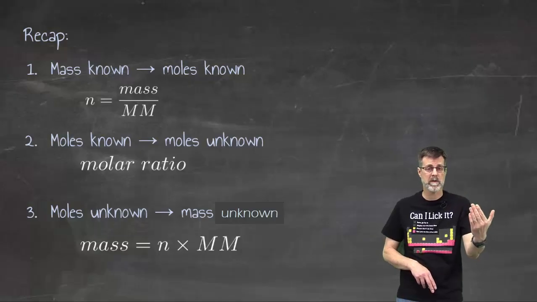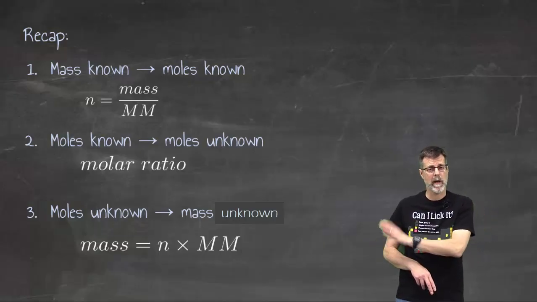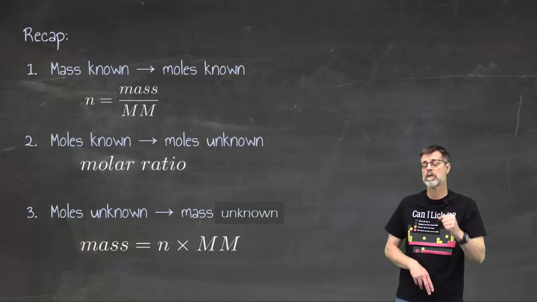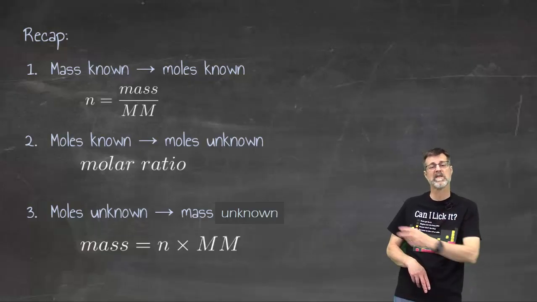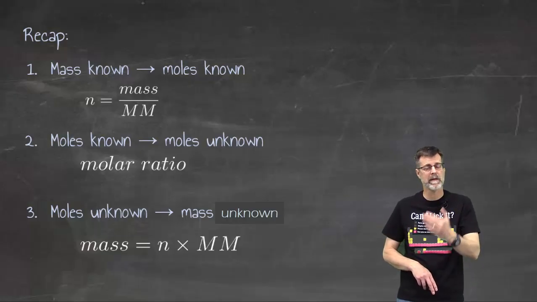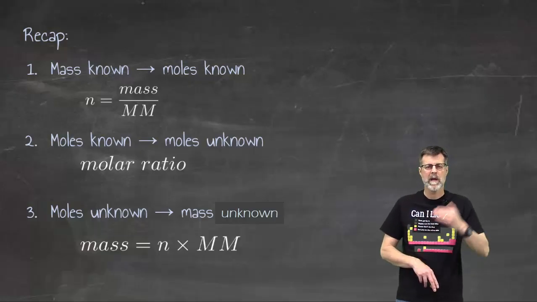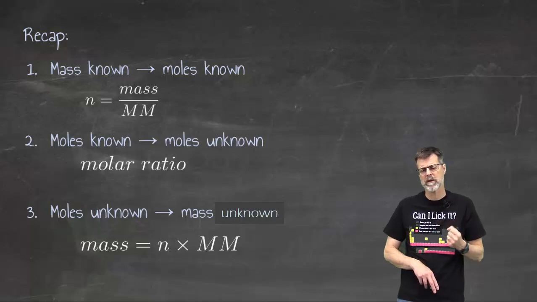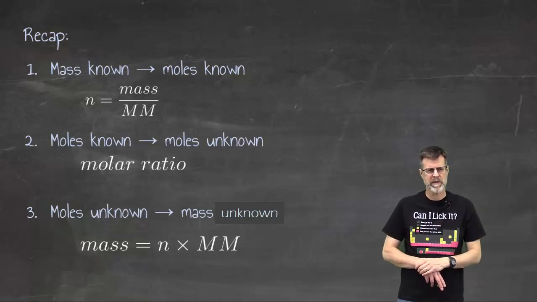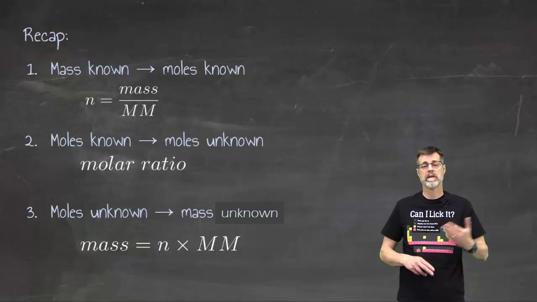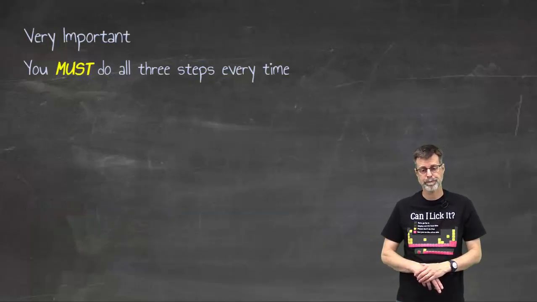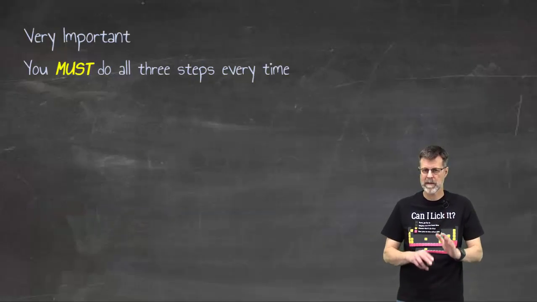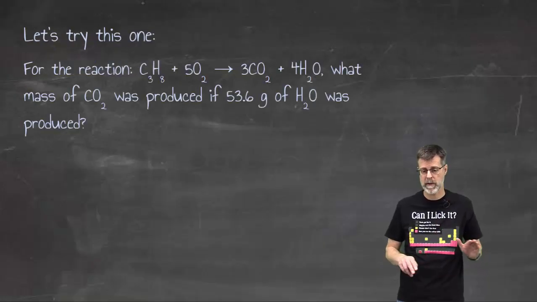Later on, if you're doing stoichiometry of solutions, there will be 3 steps, slightly different. Later on, if you're doing stoichiometry with gases, there will be 3 steps. Slightly different, but the same basic 3 steps. I have to convert mass into moles of the thing that I'm given in the question, turn that into numbers of moles of the thing I'm looking for, turn that into the mass of the thing that I'm looking for. Every single time. There's no shortcuts.